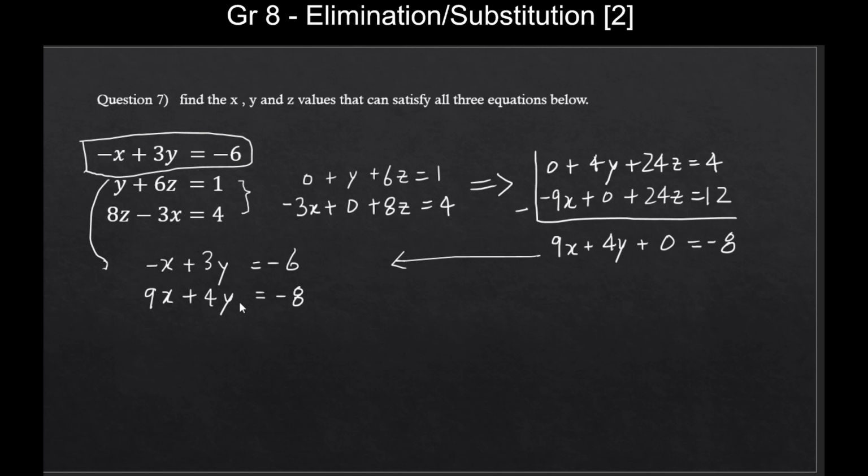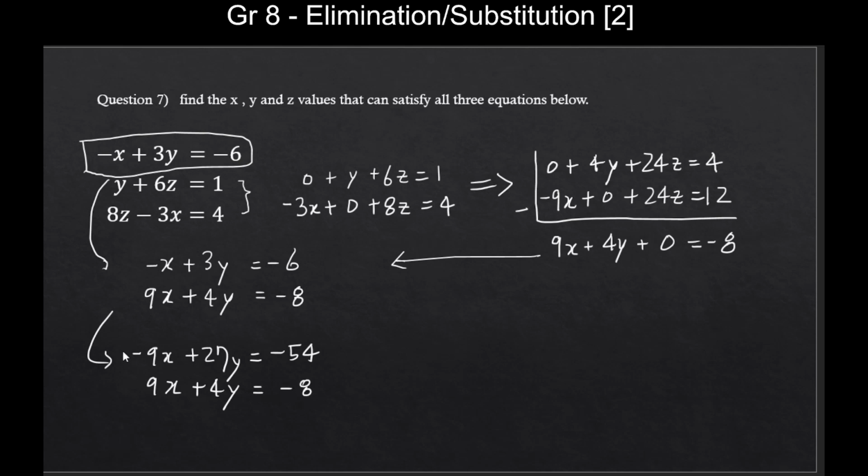This time I'll eliminate x. Sounds good? So I'll rewrite it by multiplying this first equation by 9, right? So minus 9x plus 3 times 9 is 27y, right? Is equal to minus, we are multiplying by 9, so 6 times 9, 54. Am I right? Yeah. And the second equation just stays the same.